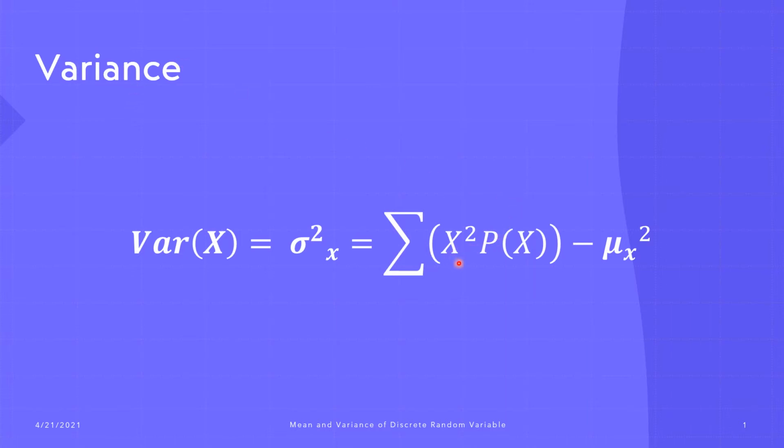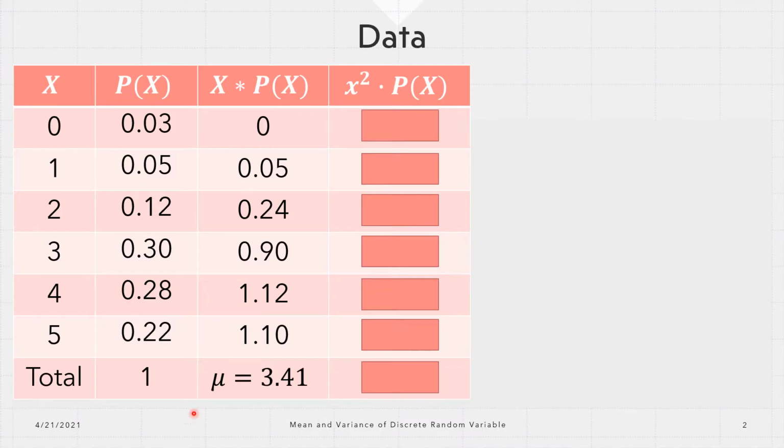the summation of the square of the scores multiplied by its corresponding probability. After we obtain the sum of all these products, we are going to subtract from this summation the square of the mean. Now, let us recall the formula for the mean and the other formula for the variance.